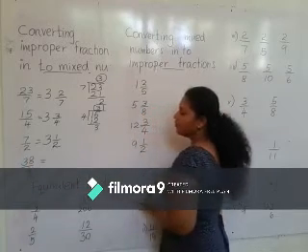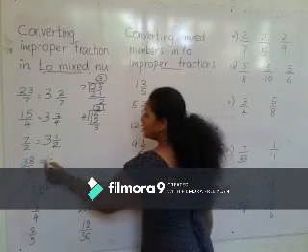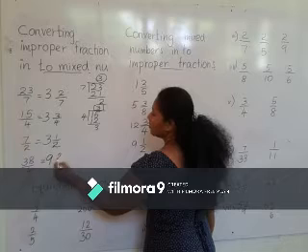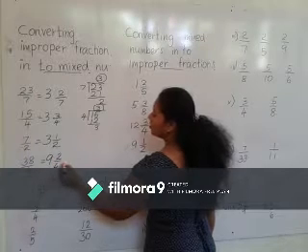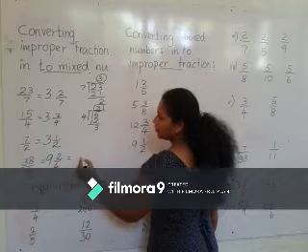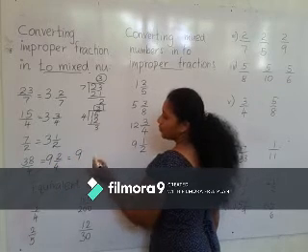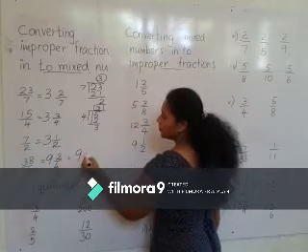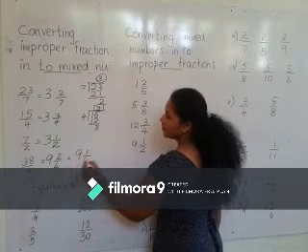38 divided by 4. 4 times 9 is 36. There are 2 remaining out of 4. So we can simplify 2 over 4. Then 9 is the whole number. 2 divided by 2 is 1, and 4 divided by 2 is 2.